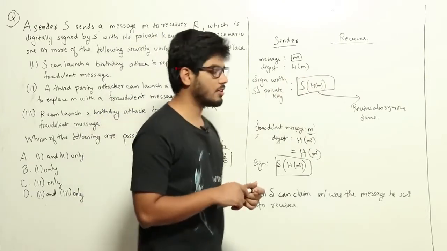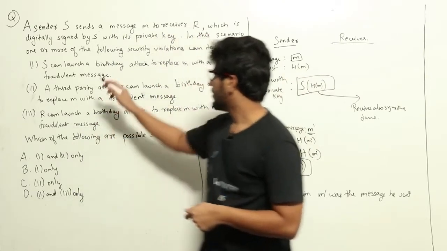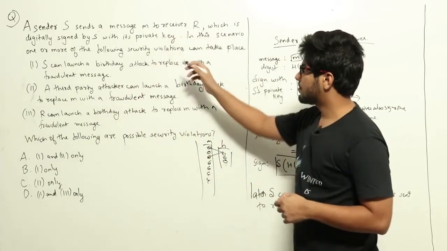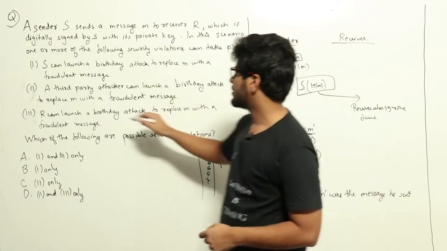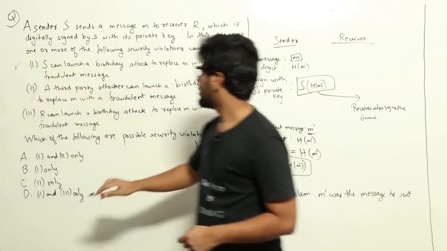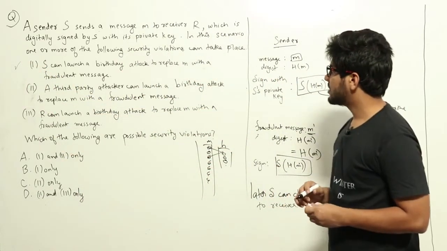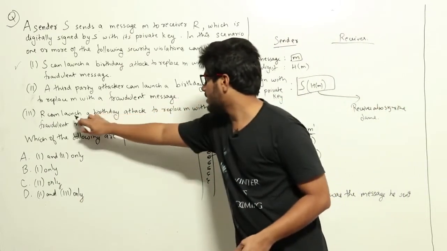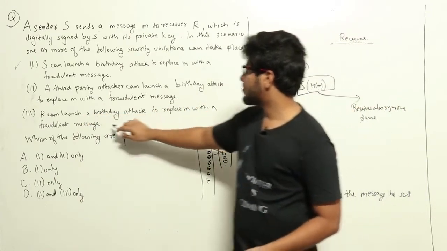Now let us look at the options. One, S can launch a birthday attack to replace M with a fraudulent message. That's correct, that's what I showed just now. A third party attacker can launch a birthday attack to replace M with a fraudulent message, and R can launch a birthday attack to replace M with a fraudulent message.